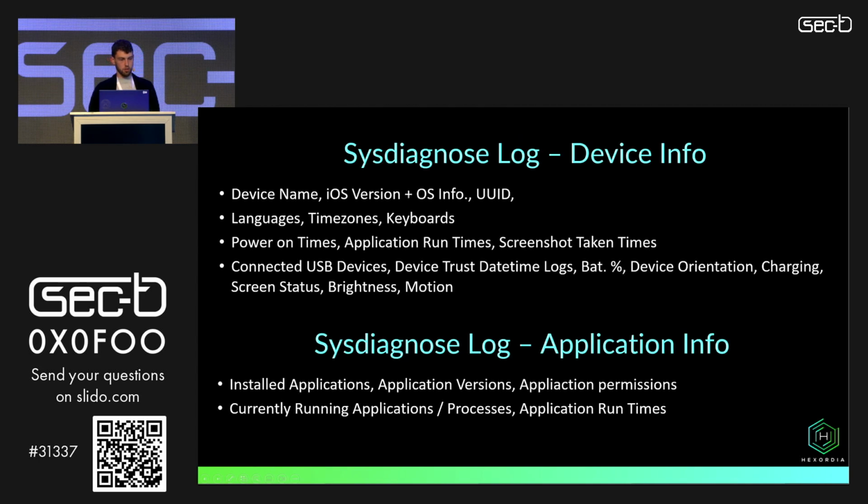So next we are taking a look at the sysdiagnose log. There is a lot of rudimentary device information, such as the device info, so it would be like Nick's iPhone. We could get the languages and keyboards of the user. We could see when the device was fully powered on, when applications were run and when screenshots were taken. And then we can see every single time that device contacted USB, the full date time of when that trust occurred. We could see the battery percentage when that occurred, the device orientation, charging status, brightness, and motion. So motion would be if you're in a car, if you're standing, etc.